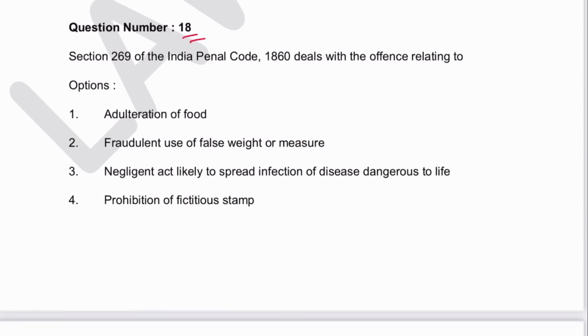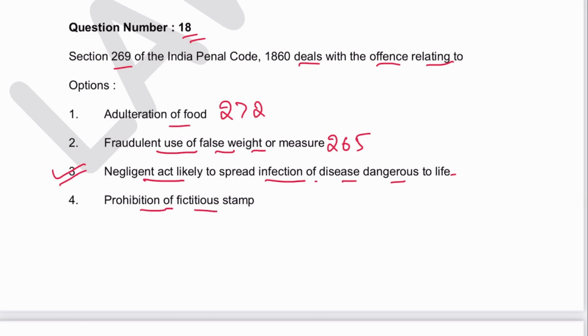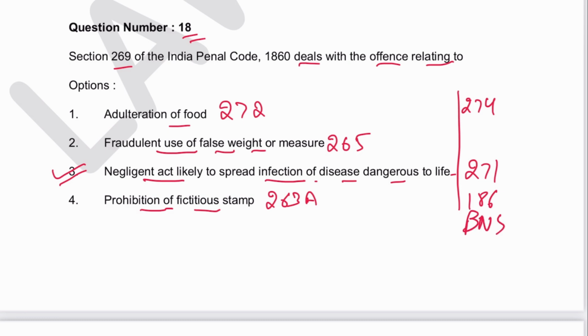Next is 18. Section 269 deals with the offense relating to. See, adulteration of food is in section 272. Fraudulent use of false weights and measures is 265. Negligent act likely to spread infection of disease dangerous to life is 269. So 3 is the answer. Prohibition of fictitious stamp is 263A. Now the sections have been changed. Adulteration of food is 274. This 269 has become 271 and 263A is 186 in Bharatiya Nyaya Sanhita.